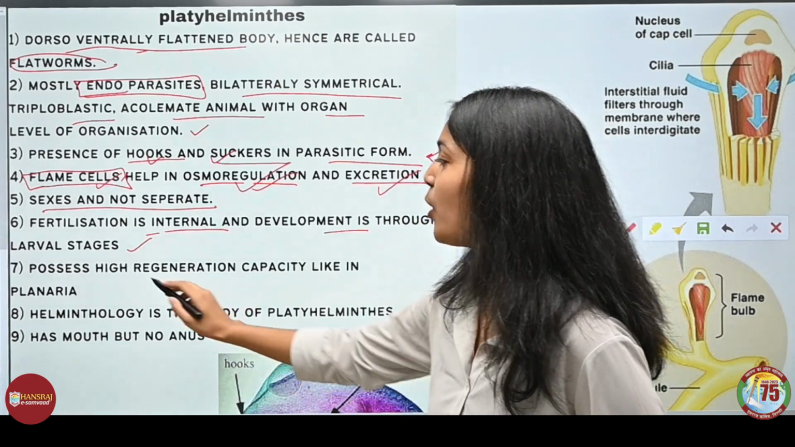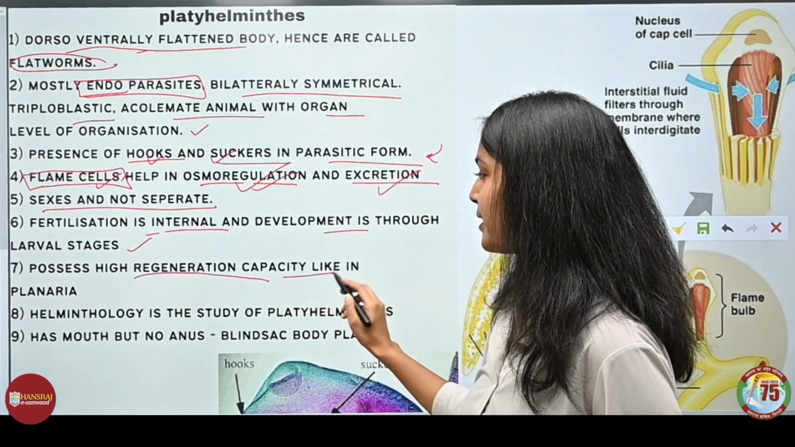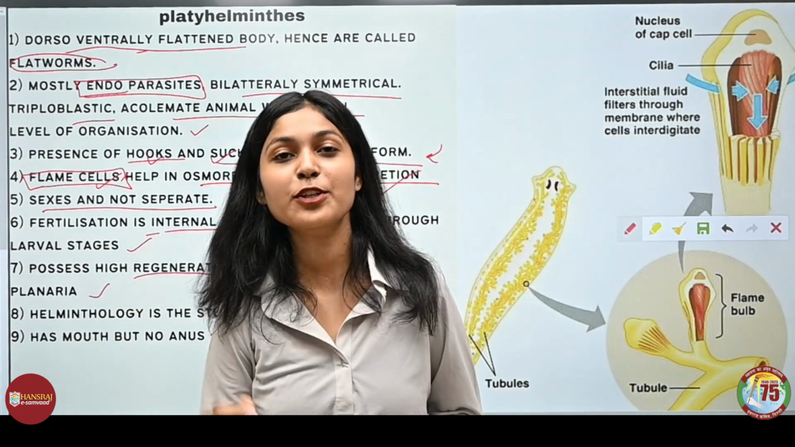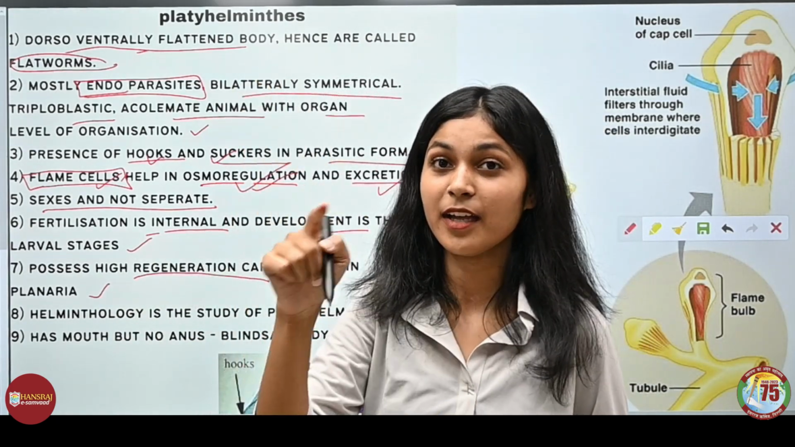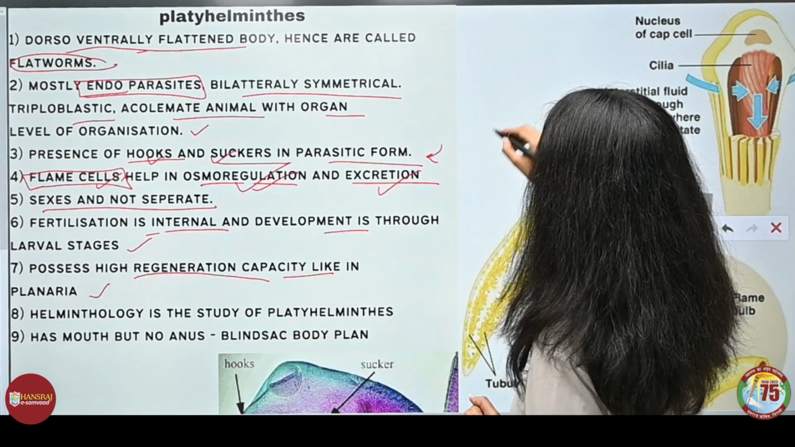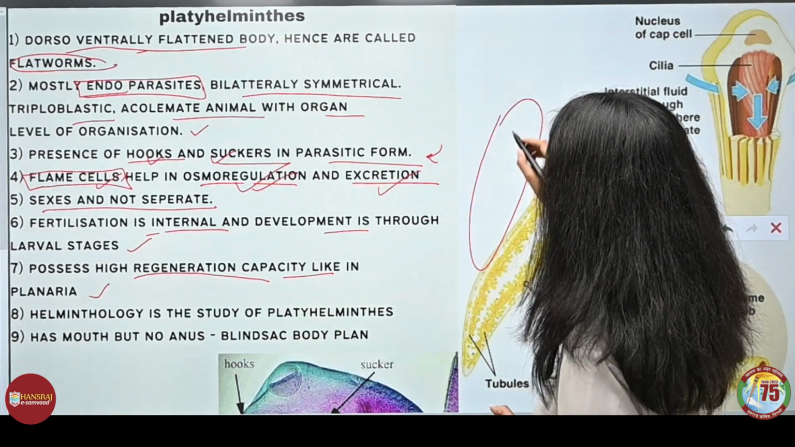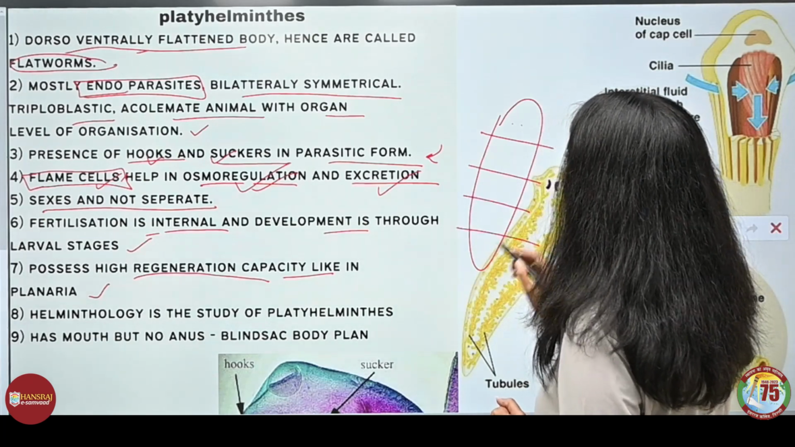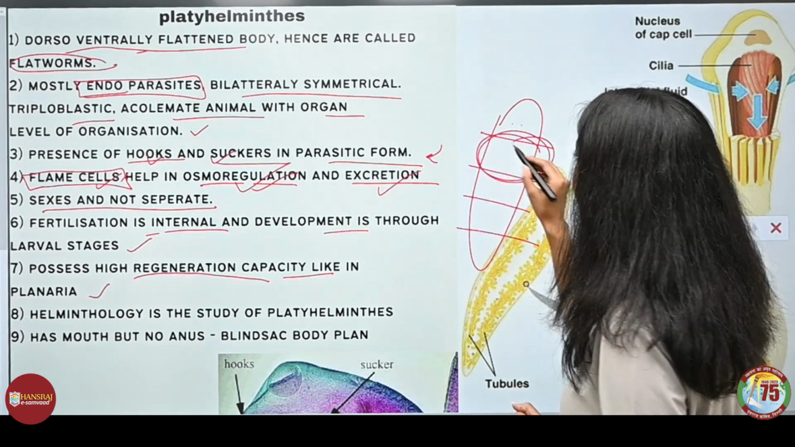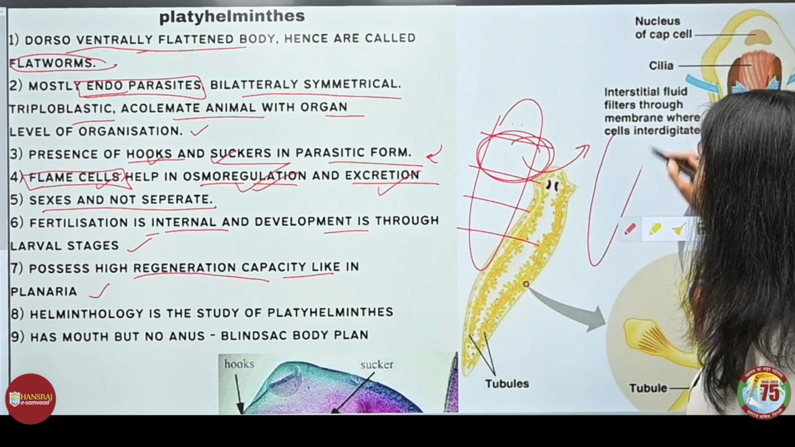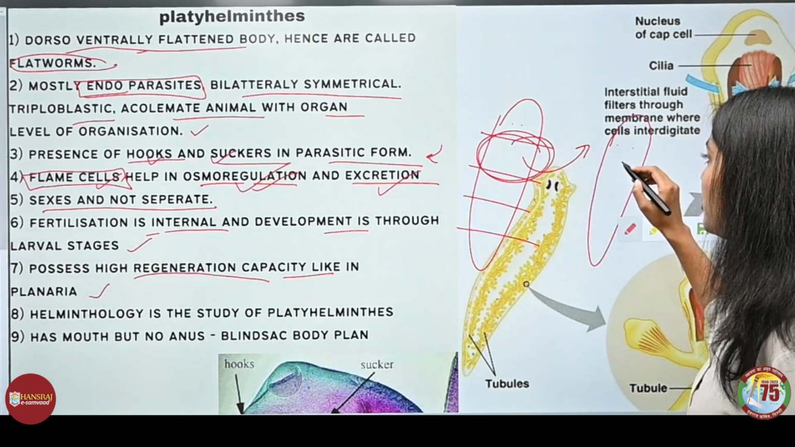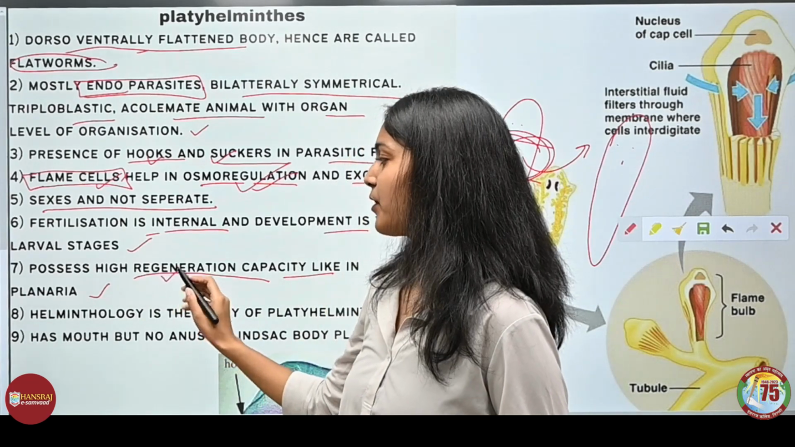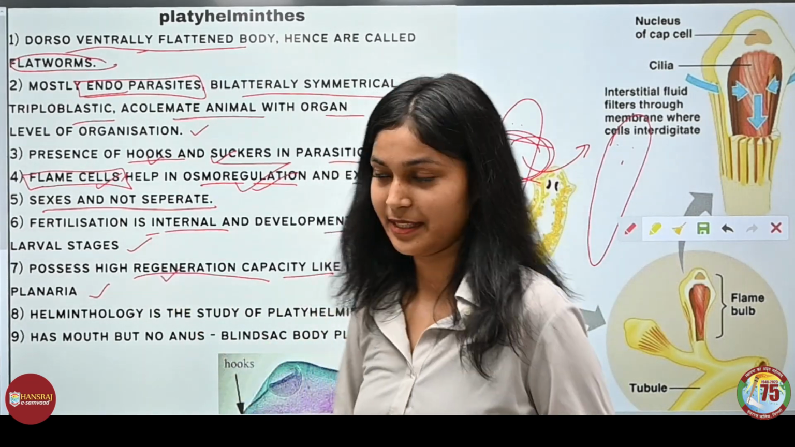Now they have high regeneration capacity like in planaria. That means when you cut the planaria, let's suppose this is the planaria, into multiple parts, then each part is going to form a new individual. So this is the regenerative capacity of platyhelminths.